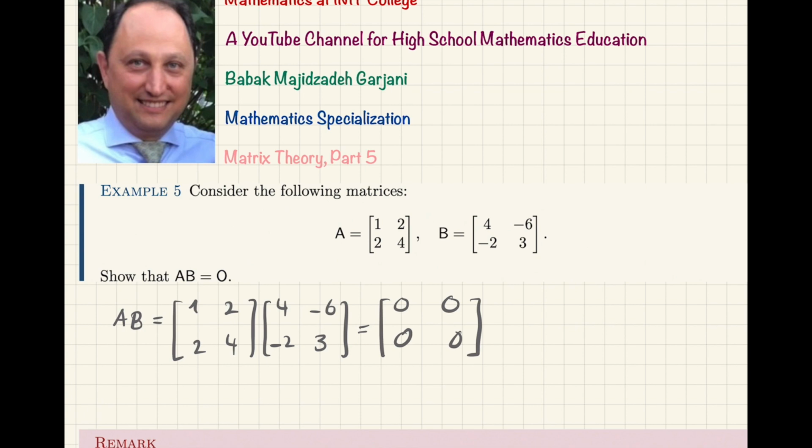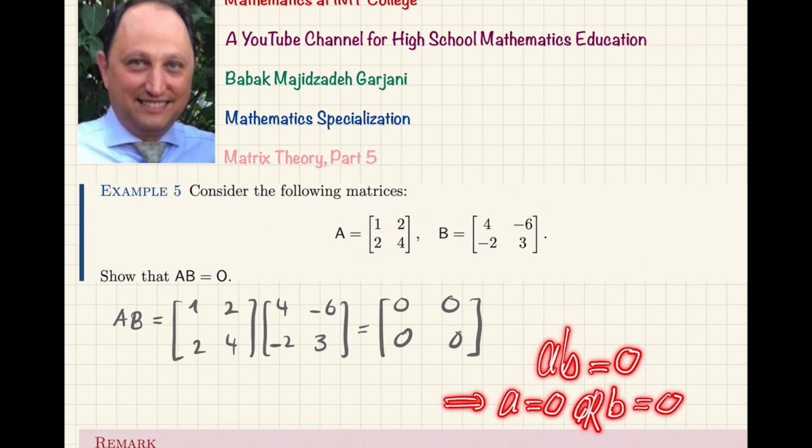Pardon? No, in numbers this cannot happen. That's called the zero product rule. In numbers, if I have two numbers multiplied together and that is the zero number, at least one of them has to be equal to the zero number. So we call it the zero product rule.